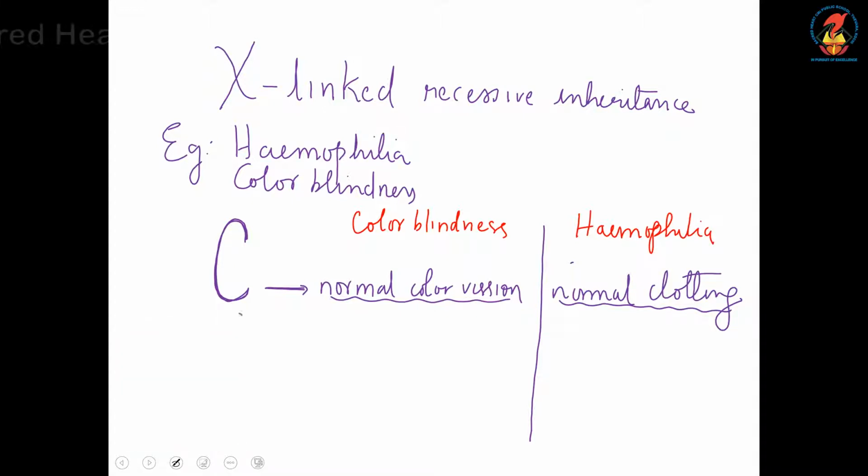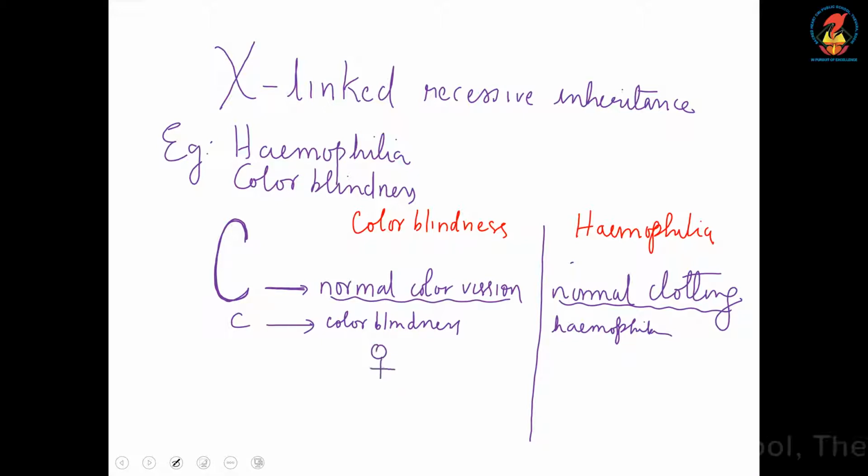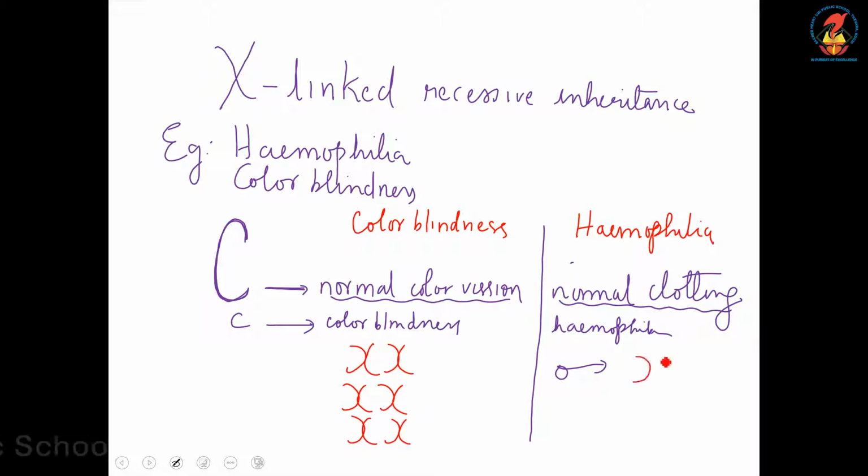Now, small c indicates the opposite of this. Opposite of normal color vision, small c will indicate color blindness, the defect, and here small c indicates hemophilia or lack of clotting. Clear? Now, irrespective of this side or that side, the possible genotypes. I am giving the genotypes of the females and the genotypes of the males. Females are represented by XX. There are three types of females, whereas in males there are only two types of males. Males are represented by XY.